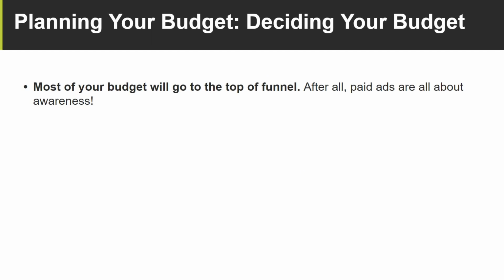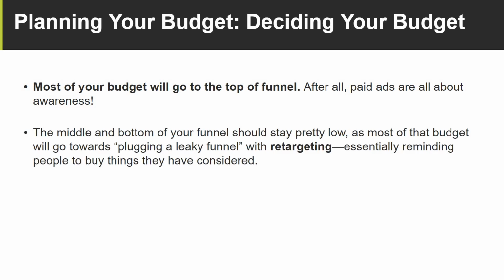So most of your budget will go to the top of the funnel. That's just about creating awareness. The middle and the bottom of the funnel should stay pretty low, as most of the budget will go towards plugging a leaky funnel with retargeting. I kind of spoke on that earlier, but if somebody engages with you through your funnel and then leaves, doesn't engage with your emails, doesn't get to the next step, you can retarget them, and that would be the middle of the funnel. So you have a budget there.